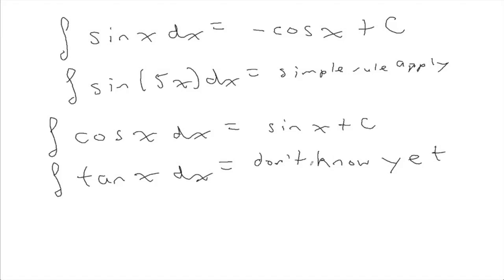So have we learned how to find the antiderivative of sine? Yep. And cosine? Yep. Have we learned how to find the antiderivative of tangent? No, not yet. That's something that we're going to have to go over now in this section. That's something that we hadn't learned previously. Okay, good.